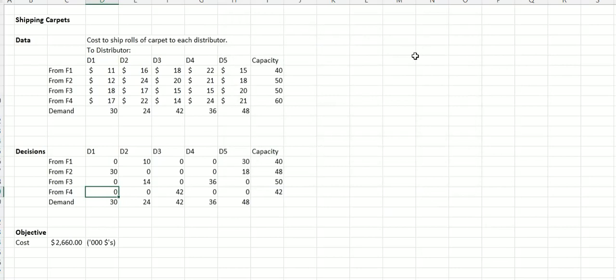Solver comes up with a very nice solution for us here. That does show that, yep, we met our 30, 24, 42, and 36 demand from the first 4 distributors. Yep, we stayed within our production capacity. So this seems to make sense to us at $2.66 million. So it looks like a good solution.